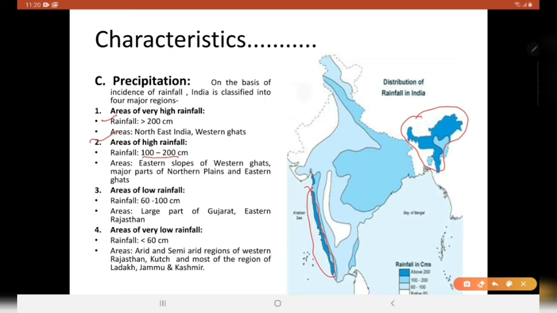And the areas which are covered in this zone are the eastern slope of the Western Ghats, this one, major parts of the northern plains, you can see, and the Eastern Ghats.